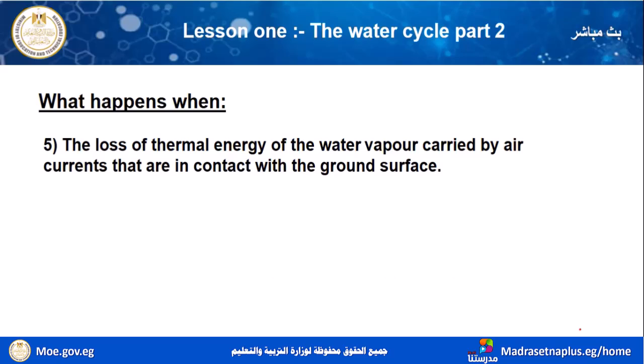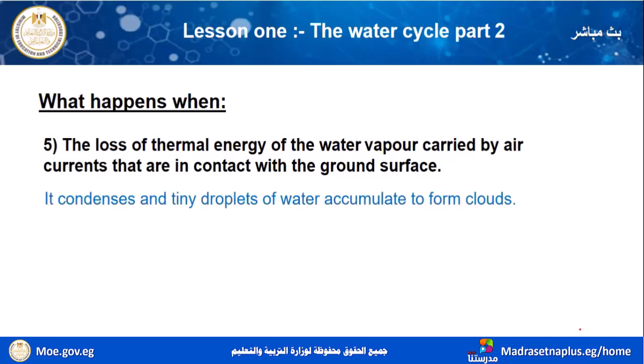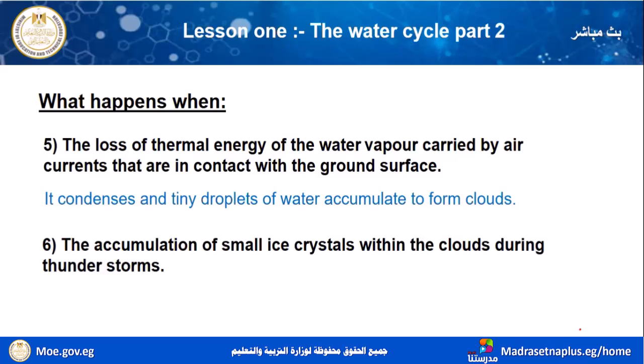Number five, the loss of thermal energy of the water vapor carried by air currents that are in contact with a cold surface. It condenses and the tiny droplets of water accumulate to form clouds. Number six, the accumulation of small ice crystals within the clouds during thunderstorms. Precipitation occurs in the form of hail.